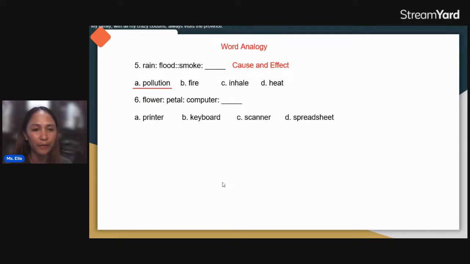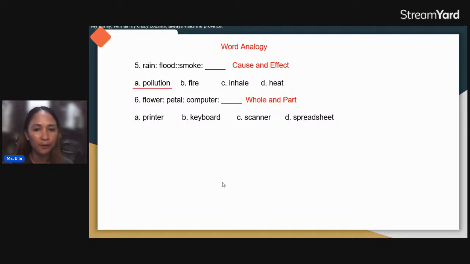Number six, flower is to petal and computer is to blank. Again, flower is to petal, computer is to blank. Is it A, printer, B, keyboard, C, scanner, or D, spreadsheet? Again, number six, flower is to petal, computer is to blank.